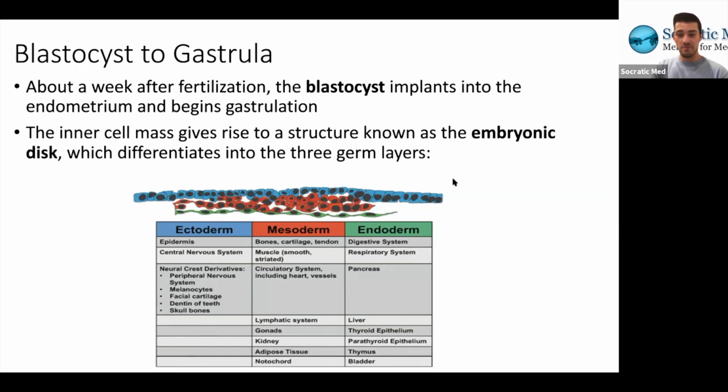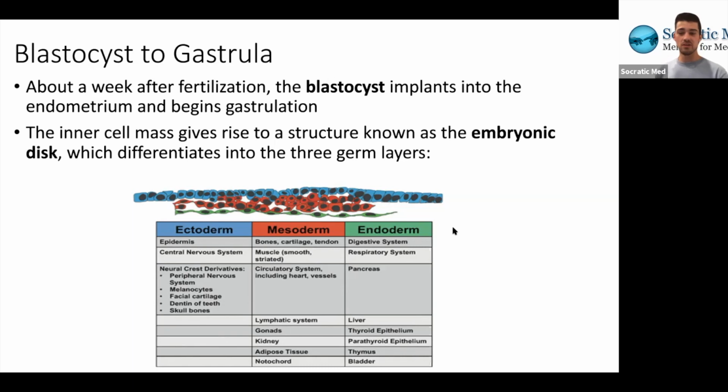And the endoderm is just more of your internal organs. So the digestive system, the respiratory tract, the pancreas, liver, thyroid, parathyroid, a lot of hormonal organs and a lot of internal organs, your digestive system, endo meaning inside. So a lot of those internal structures arise from the endoderm.